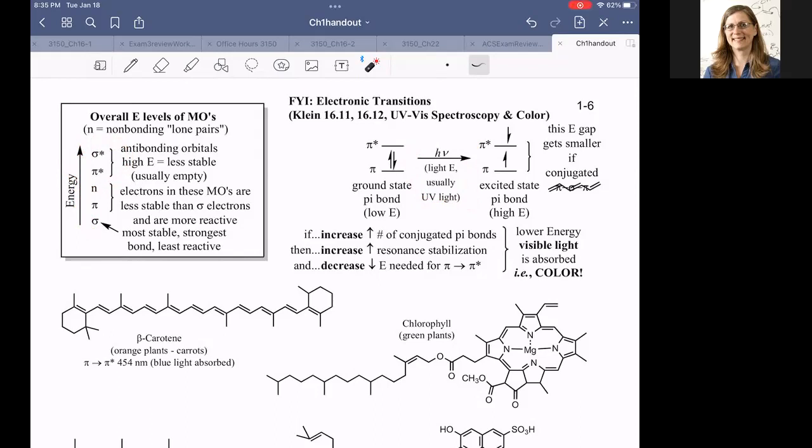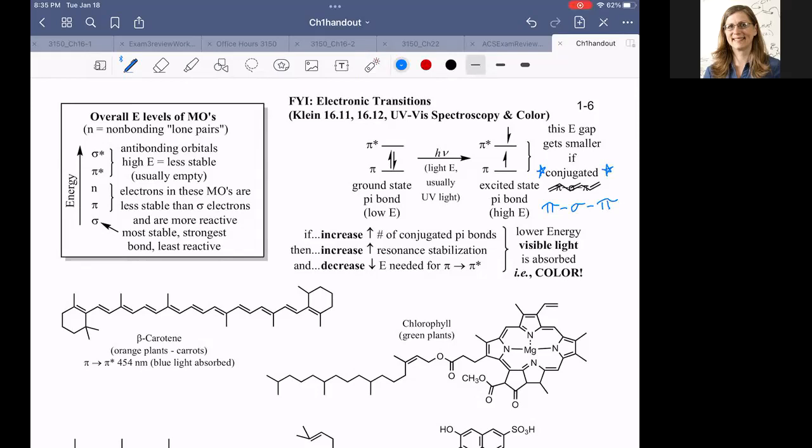Now, what's interesting is the gap between the pi and the pi star orbital. That energy gap gets smaller and smaller if our pi bonds are conjugated to one another. When you have alternating pi bonds, so a pi bond, and then a sigma bond, and then a pi bond, so single bond, double bond, single bond, double bond, we describe those as being conjugated. And the longer the conjugation, the more pi bonds we have conjugated, the energy gap gets smaller and smaller.